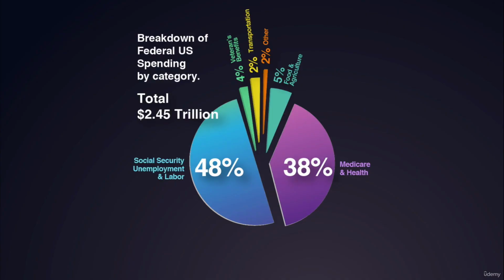So this is a sample of the pie chart we're going to recreate. It's the breakdown of the federal U.S. spending by category, 2.45 trillion. I think this is the 2015 numbers. I found it on Google. I created this chart, but I'm going to show you the process I went through to create a very accurate pie chart.